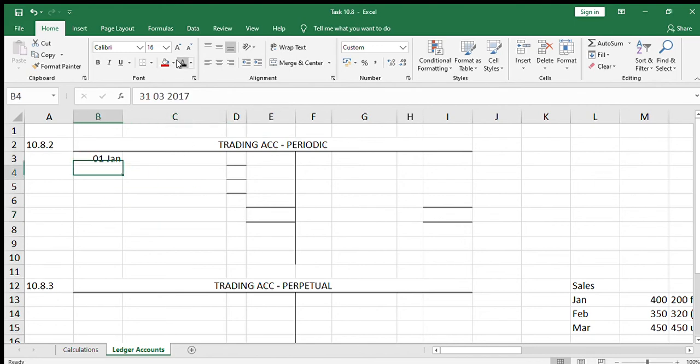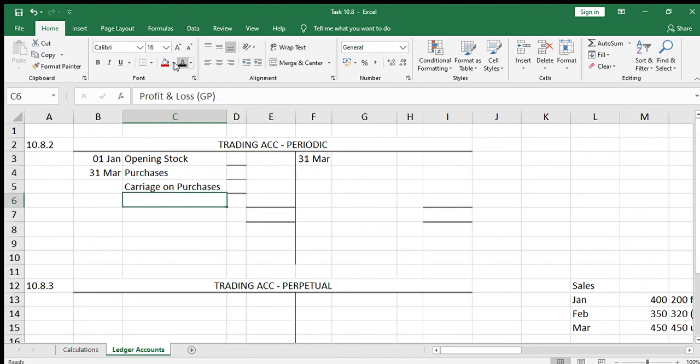Okay, so we're going to have January the 1st and then 31st March, which is the end of the period, will be our dates on either side. When we start with opening stock, we add on purchases, we add on carriage on purchases, customs duty, etc. On the credit side, we have sales and closing stock. All our folios are GJ, and we close this account after the profit and loss account, which is the gross profit.